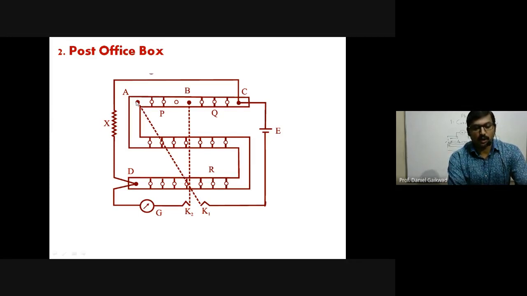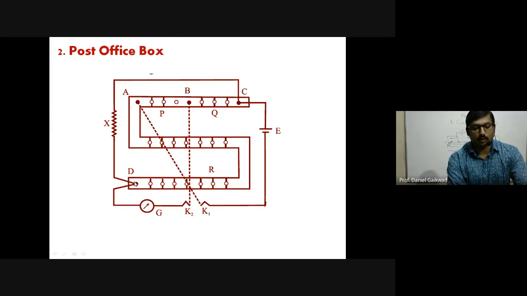Now check points A and B, we have the resistance P. Between B and C, we have resistance Q. Then between A and D, we have the resistance R. Check carefully, this will be the resistance box. We already know the resistance box. The resistance box will be taken in zigzag form like this. From C to D, we have the keys of the resistance box like this.